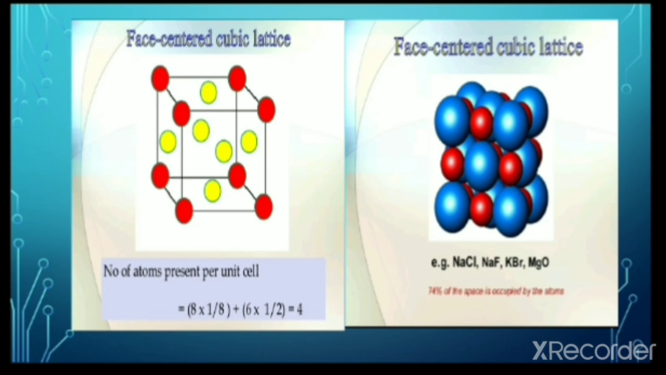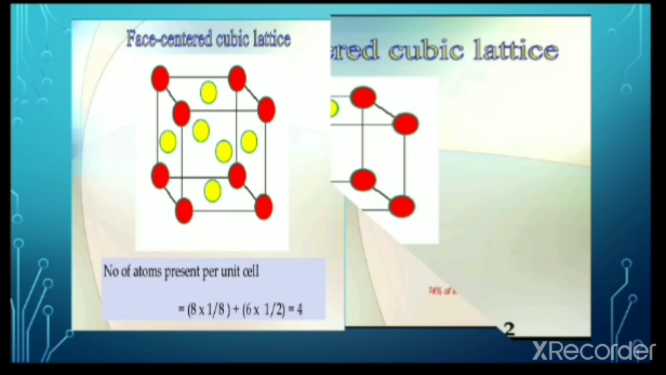Then a total of 74% of space is occupied by the atoms in FCC. Examples for FCC are NaCl, NaF, KBr, MgO. So this is a very important concept.